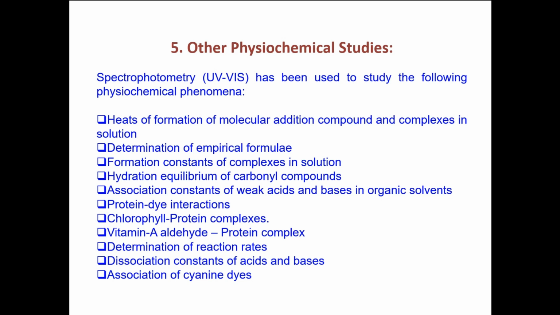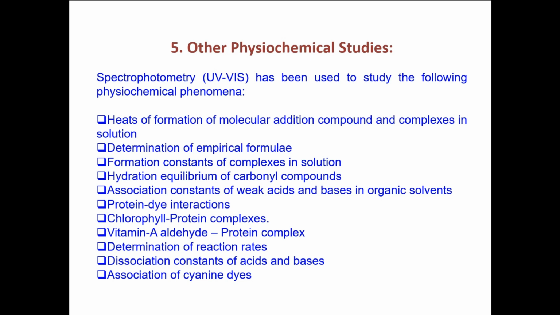Then there is determination of empirical formula. If you don't know the compound, you can determine how many carbons, how many hydrogens, and how many oxygens are there. Then you can compare and calculate, and write the empirical formula. For example, the empirical formula for glucose is C6H12O6. Similarly, for any unknown compound, you can identify the empirical formula.